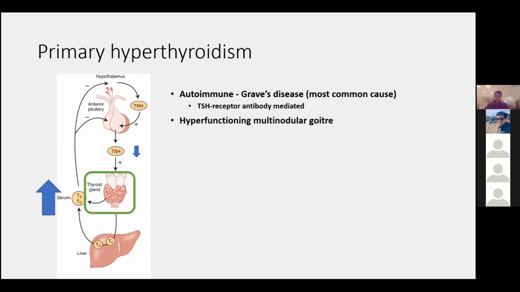You can get hyperfunctioning multinodular goiters or hyperfunctioning adenomas. And lastly, like with hypothyroidism, thyroiditis can cause hyperthyroidism in the acute phase. So this is where there's active inflammation in the gland, and the thyroid hormone that's stored in the gland is being released.